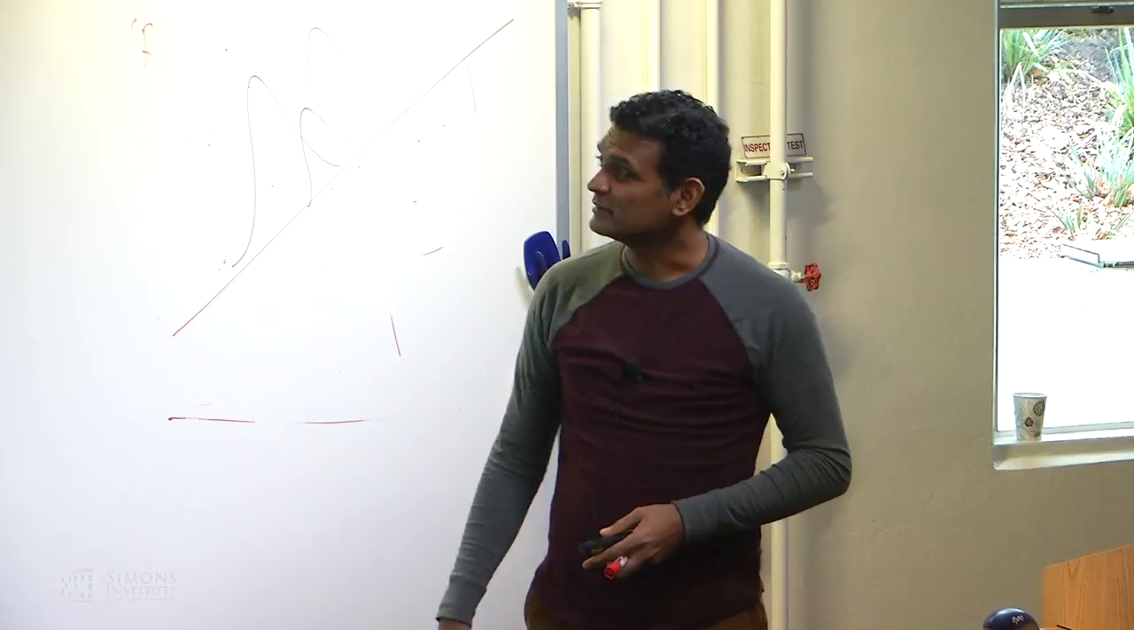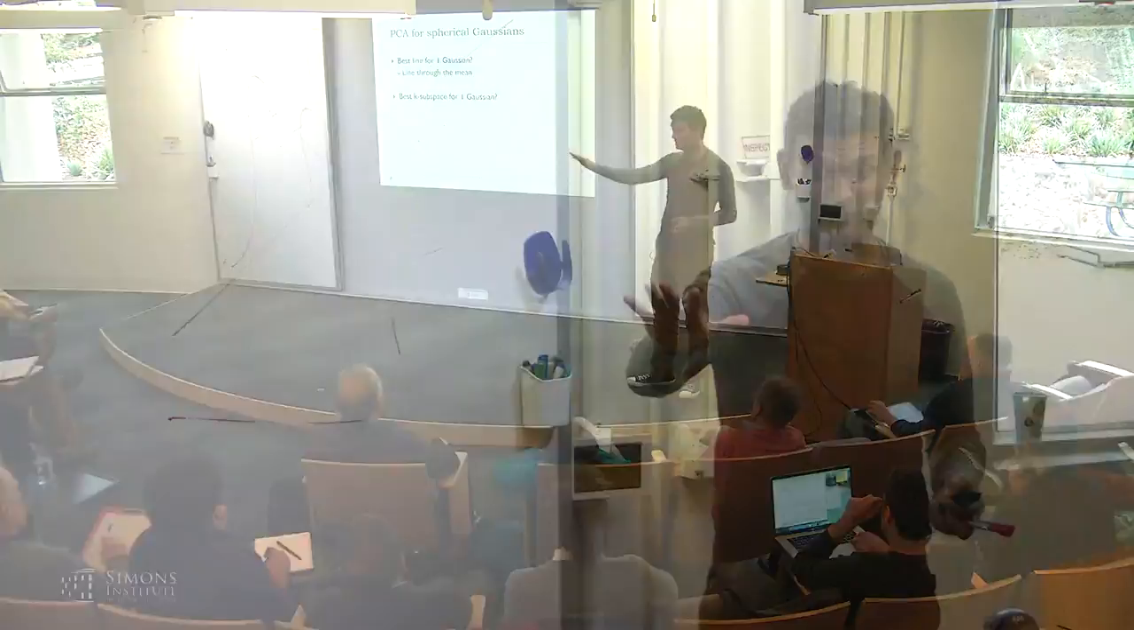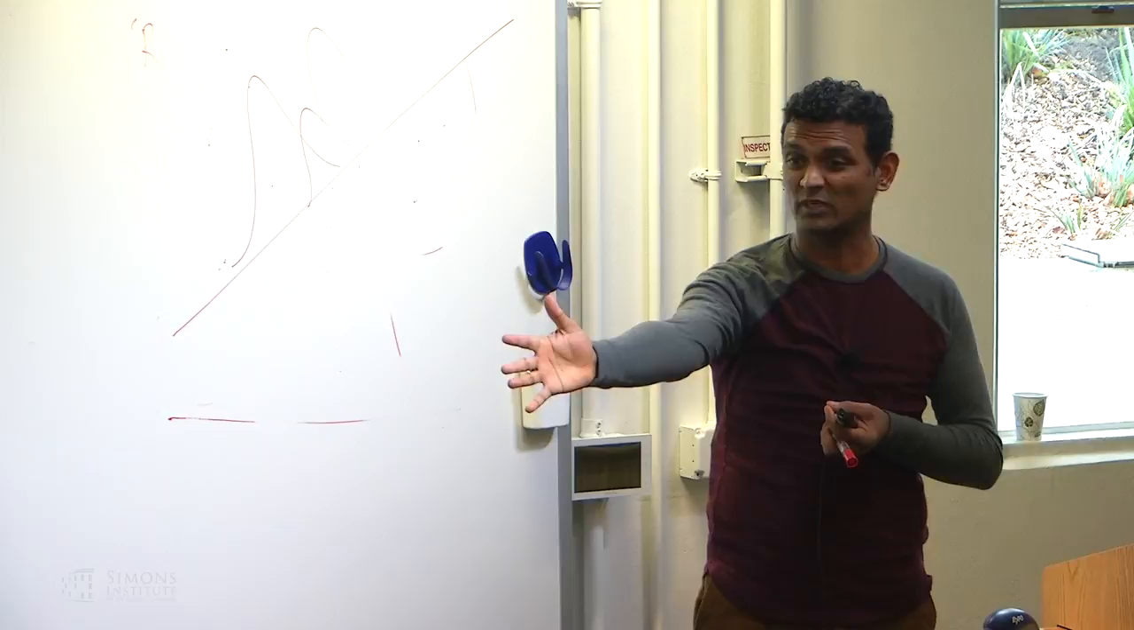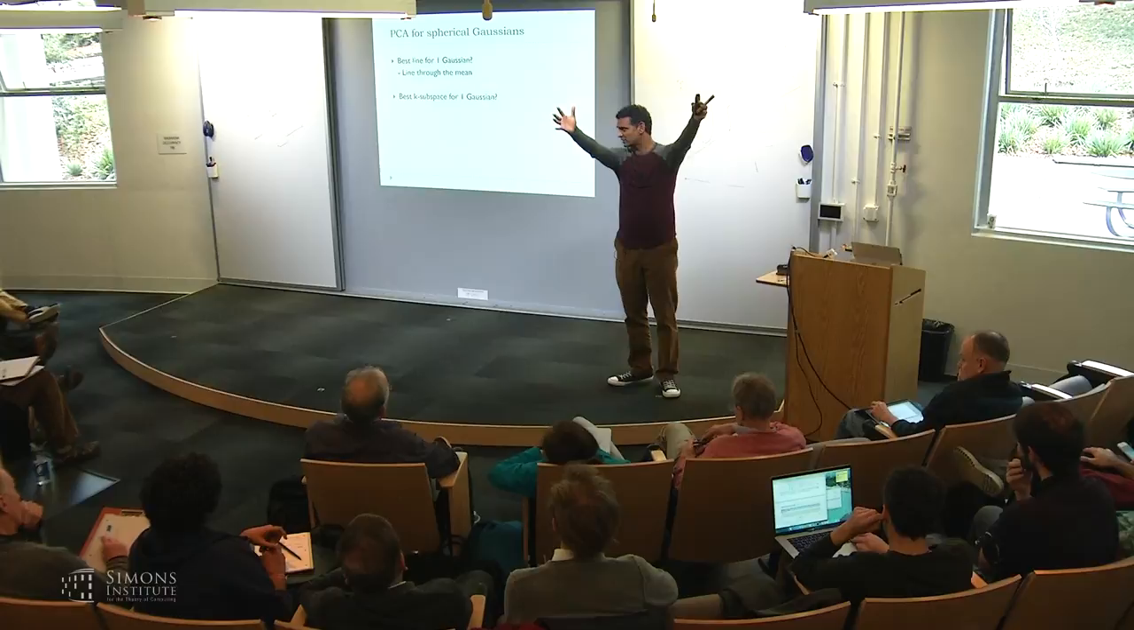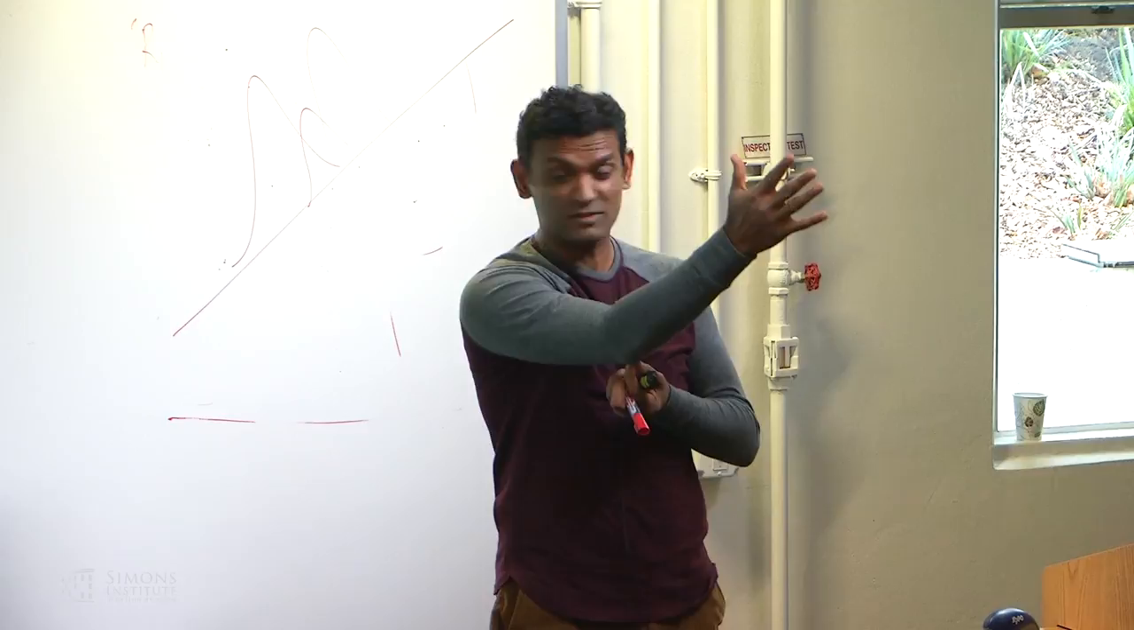So that's what PCA will do. What would be the best k-dimensional subspace for a single Gaussian? It's only one Gaussian still, but I want the best k-dimensional subspace. So I get to pick, not one, but say 2, 3, k. Well, what will be the best one? I have one Gaussian sitting there, spherical. Here's the origin. What should I pick? Any k-dimensional subspace going through the origin, right? There's lots of them. Any k-dimensional subspace going through the origin, that's the best you could do for one.